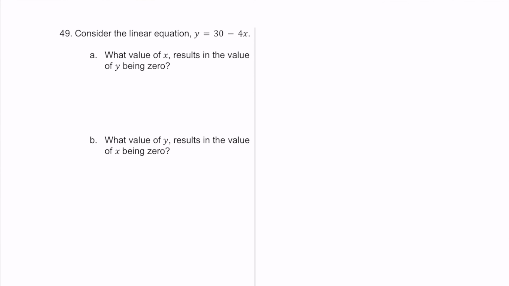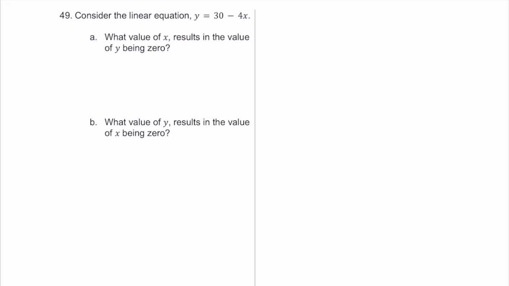All right, for 49, let's go ahead and consider this linear equation y is equal to 30 minus 4x. What value of x results in the value of y being 0? So let's go ahead and just take this y and make it 0. So we're going to say 0 is equal to 30 minus 4x. So let's see what value of x would make this true. Well, we can actually go ahead and take away 30 from both sides. If we do that, 0 minus 30 would be negative 30. And on the right side, we have negative 4x left. And we can divide both sides by negative 4.